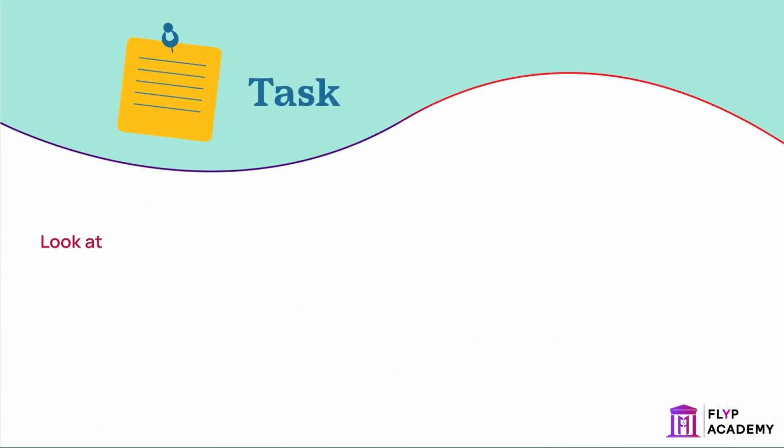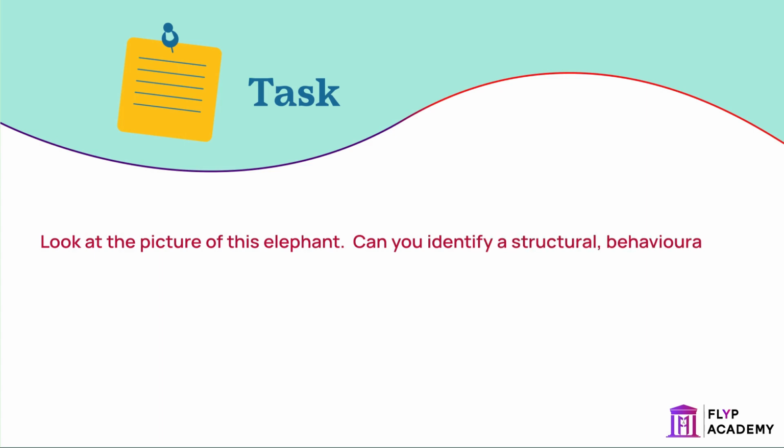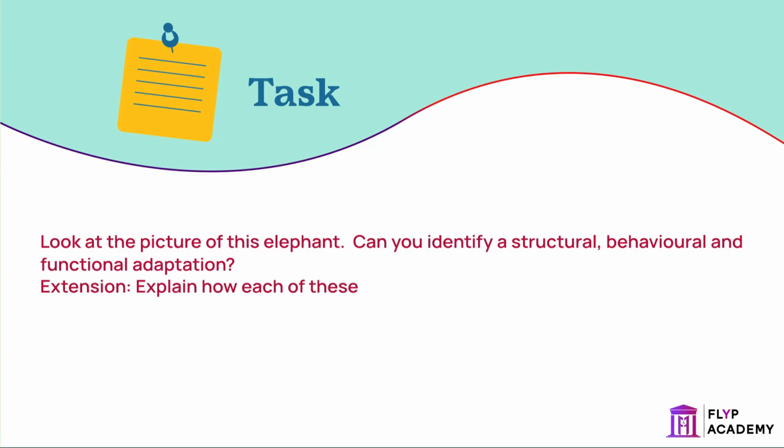Task. Take a look at the picture of this elephant. Can you identify a structural, behavioural and functional adaptation? Extension. Explain how each of these adaptations aid an elephant's survival.